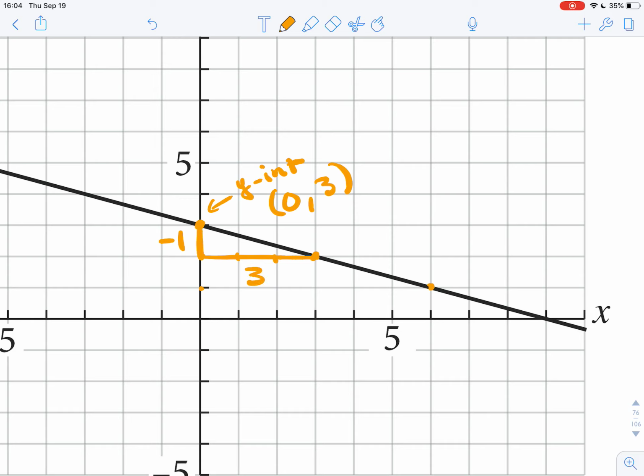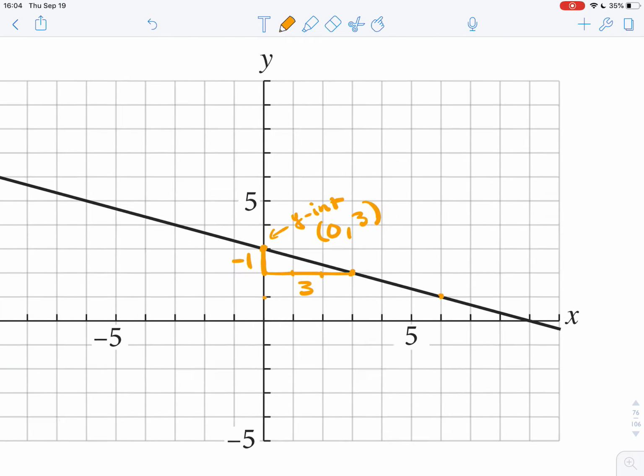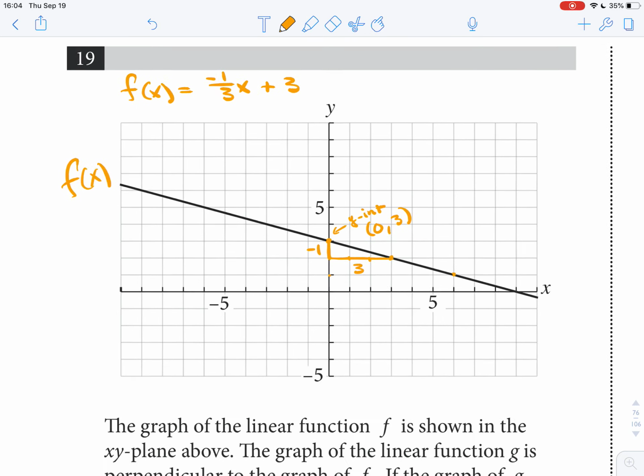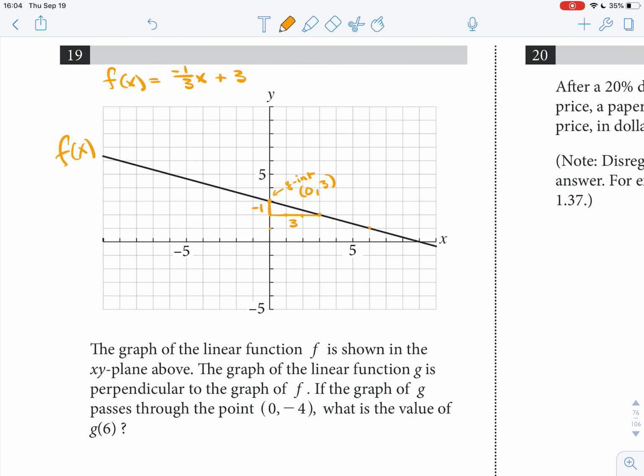So since we know what the y-intercept is, and we know that the slope is -1/3, we can write function f. So we can say f(x) is equal to -1/3 x plus 3, because we know what our y-intercept is. Plus 3. Okay, good. Now, let's bring this down here.